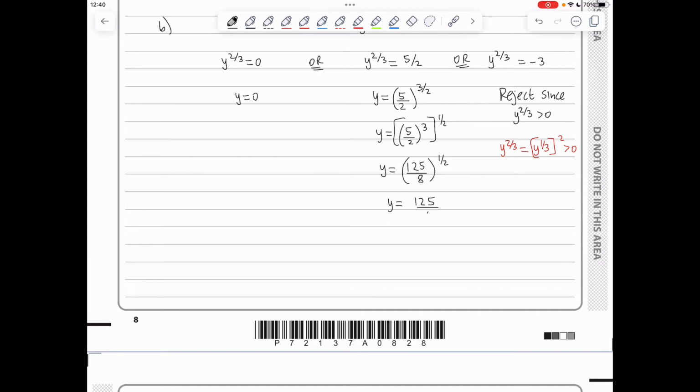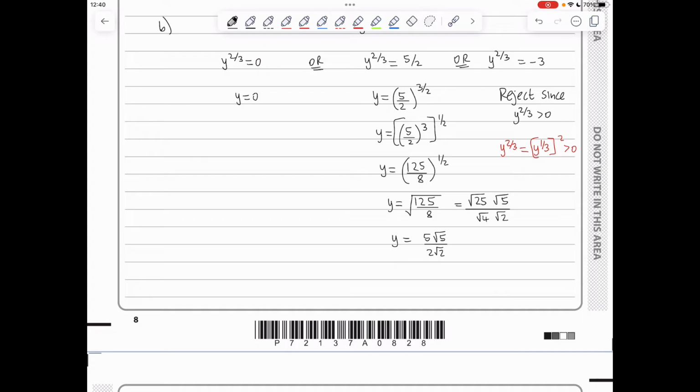Remember, we need to give our answer in simplified surd form, and we need to show all working to justify our answer. So the root of 125 can be thought of as the root of 25 times the root of 5, and the root of 8 is root of 4 times root of 2. So we've got that y is 5 root 5 over 2 root 2.